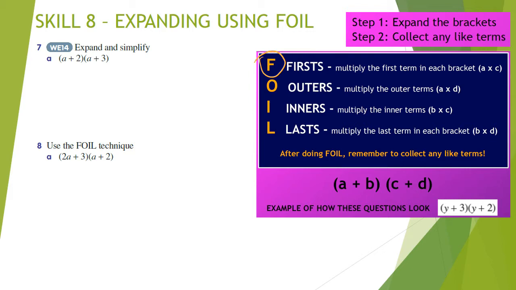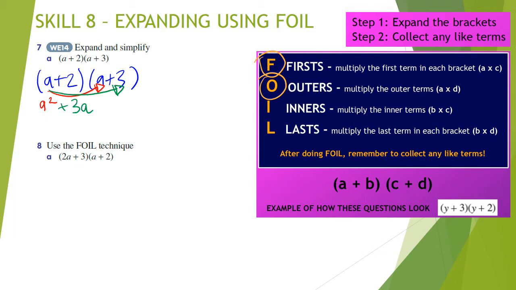If we use 7a as an example, we've got a plus 2 and a plus 3. So we're multiplying these brackets together. If we multiply the first term in each bracket, that's a times a. A times a gives a squared. Then we multiply the outer terms, so the ones on the outside. This would be a times 3. A times 3 gives 3a.